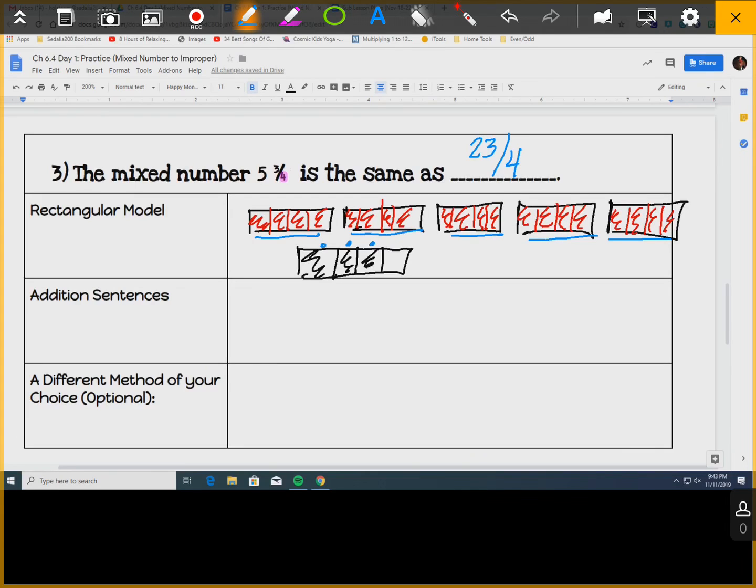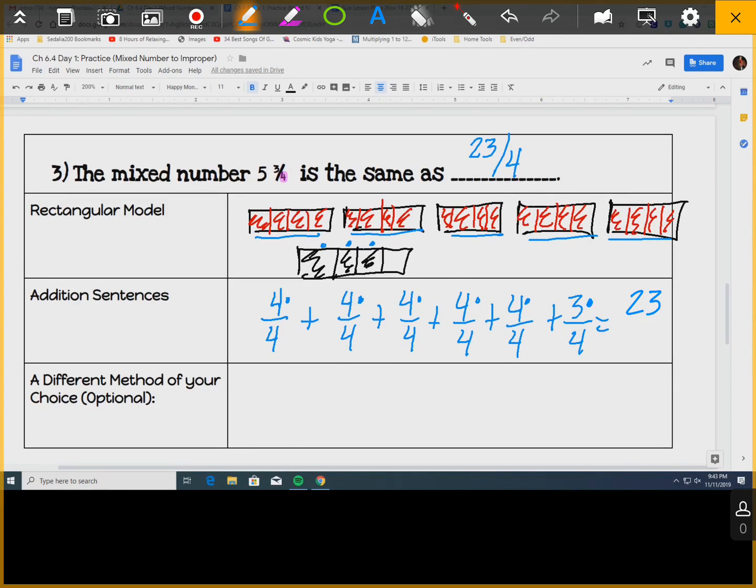This can also be represented as an addition sentence. I have 5 groups of 4/4. So I have 1 group of 4/4, 2 groups of 4/4, 3 groups, 4 groups, 5 groups of 4/4. Then I have that 3/4 more. I'm going to skip count to quickly solve this. 4, 8, 12, 16, 20. And 3 more would be 23/4.